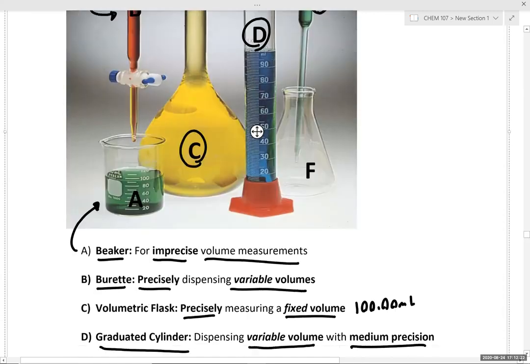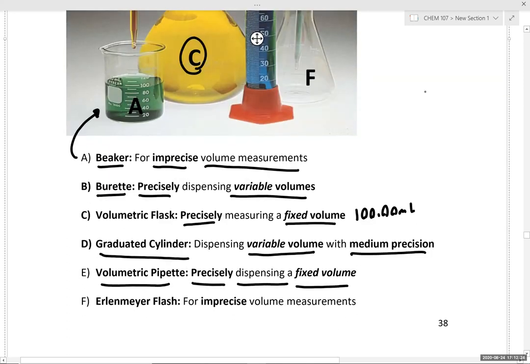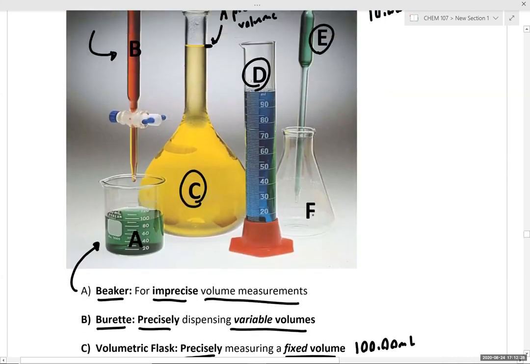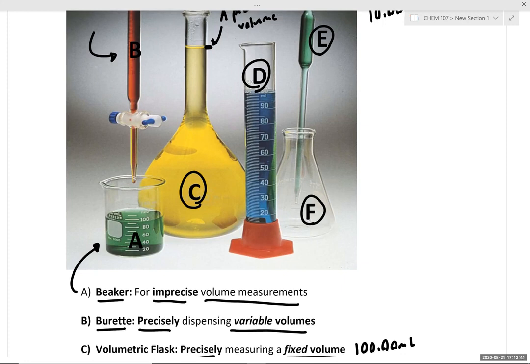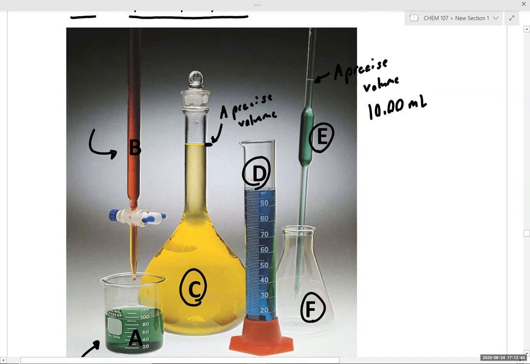The last and the least, in my opinion, is the Erlenmeyer flask. It's used for imprecise volume measurements. An Erlenmeyer flask is often chosen over a beaker in cases where you need to mix liquids. Beakers are primarily used for pouring. So these are the different pieces of volumetric glassware, and we're going to talk about how to read volumes using volumetric glassware now. Any questions so far?